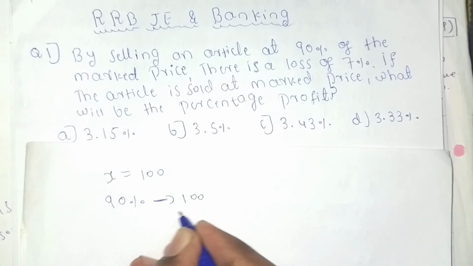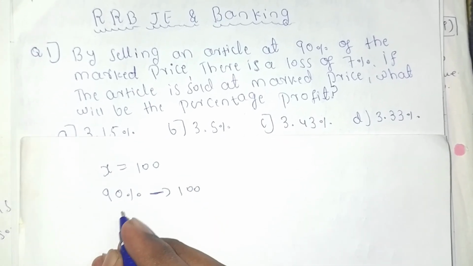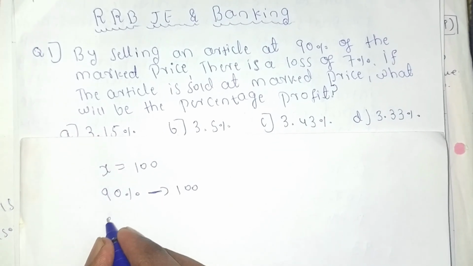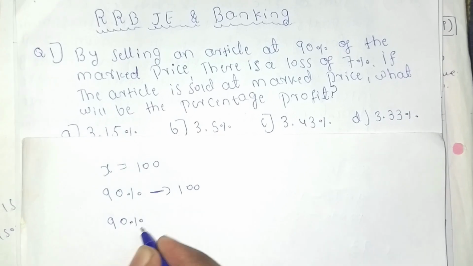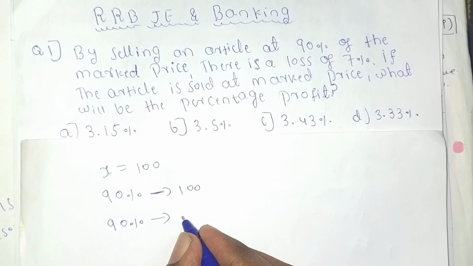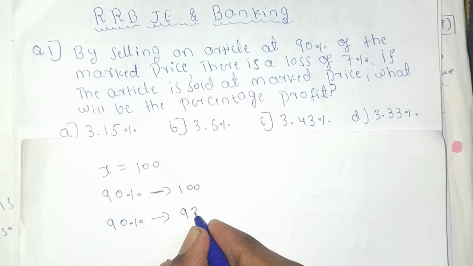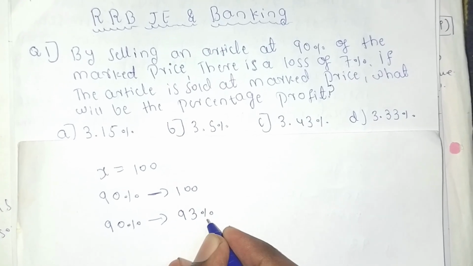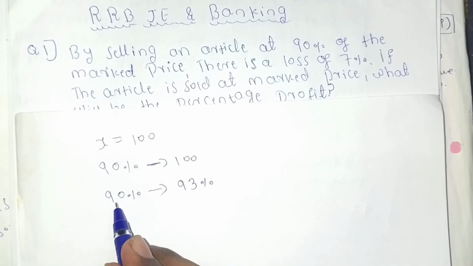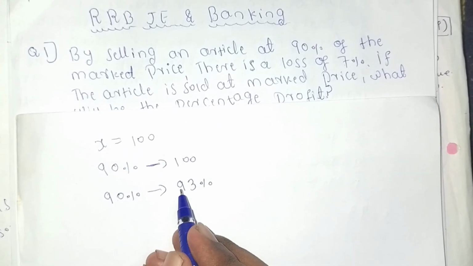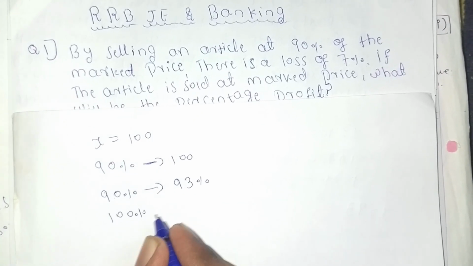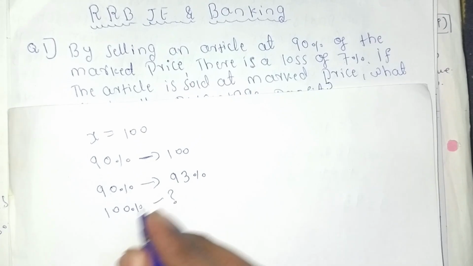This is 100 rupees. We have a 7% loss here. 7% loss means, suppose we apply the discount of 90%, we will face a 7% loss. It means 93% only we get of the market price. So the remaining 7% will be the loss. If we sell this at the 90% discounted price, we will get 93%. And for 100%, how much do we get here?